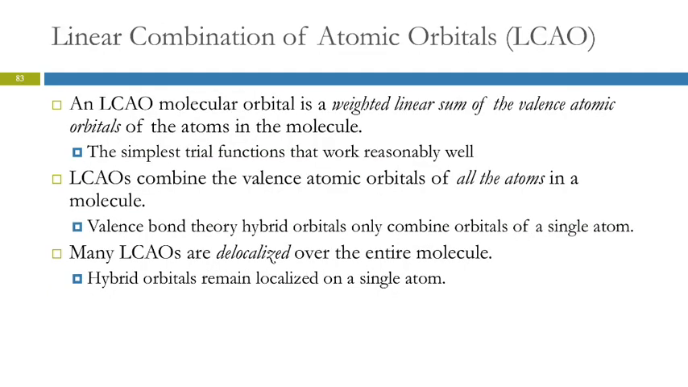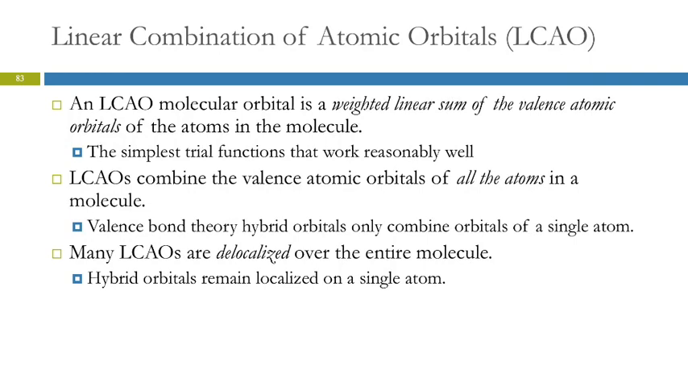So how do you combine atomic orbitals? Well, we're going to talk about linear combination of atomic orbitals, which is a lot of words. It's abbreviated LCAO, linear combination of atomic orbitals. This is a weighted linear sum of the valence atomic orbitals for the atoms in a molecule. We're just going to look at the valence orbitals, the valence electrons, not the core electrons. We're assuming those are just going to stay what they are. These are the simplest trial functions that work fairly well.